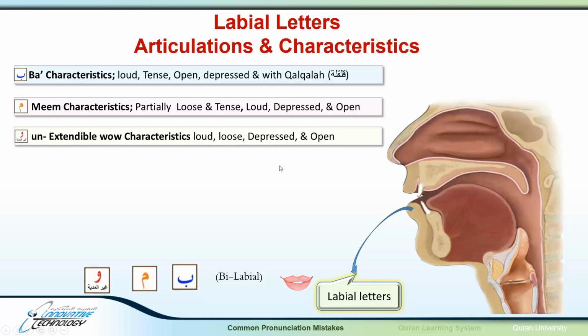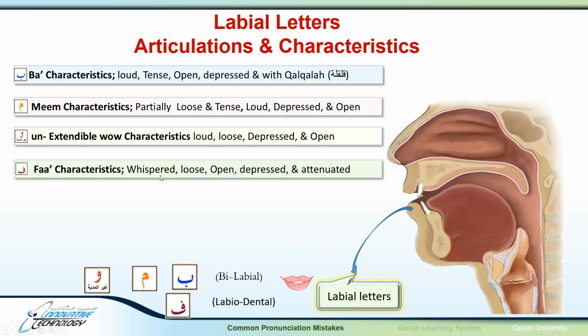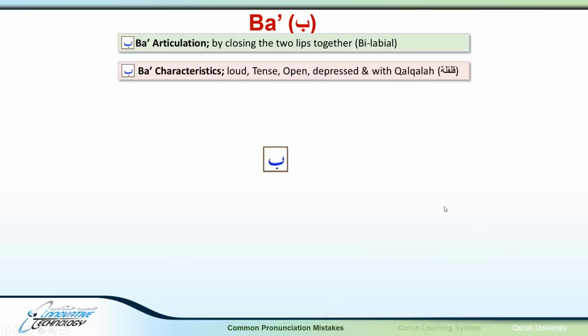Now we're left with one labial letter, which is a labiodental letter, coming between the lips and the teeth, and that is the fa. The fa is characterized by being whispered, loose, open, depressed, and attenuated. Let's start by discussing the common mistakes for the ba letter.